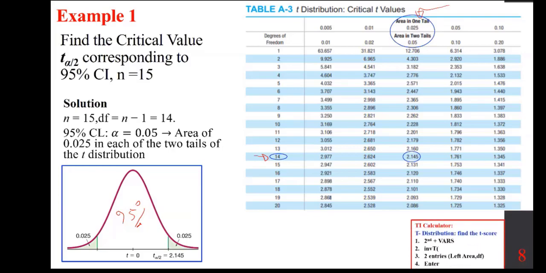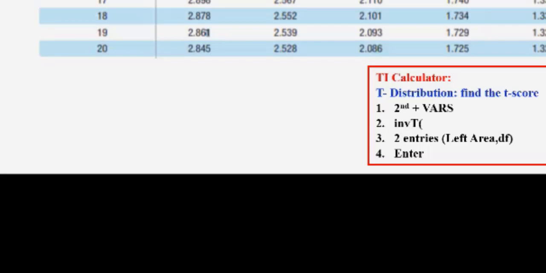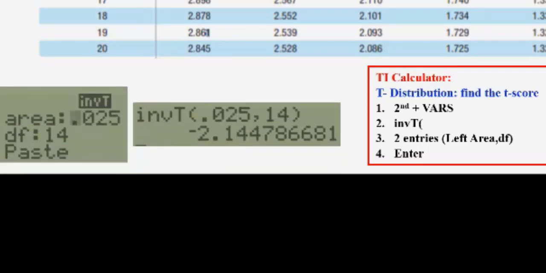As an example, if you use a TI, so to find the t-score, second variables, inverse t, you put two entries, left area, and degrees of freedom. So take a look. Inverse t, area to the left is 0.025, degrees of freedom is 14, and look at the number. If you do the rounding here, that means you look at the next number, which is 7, and you change this 4 to number 5.